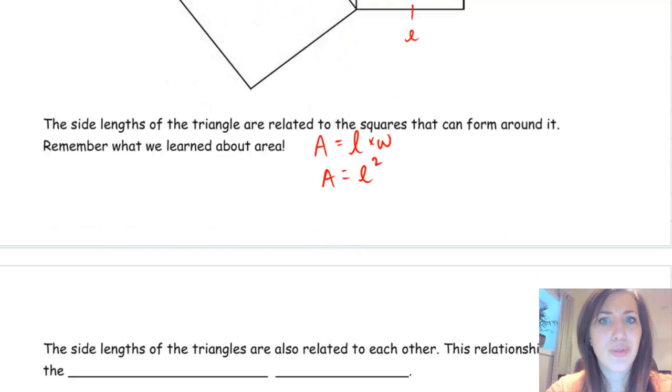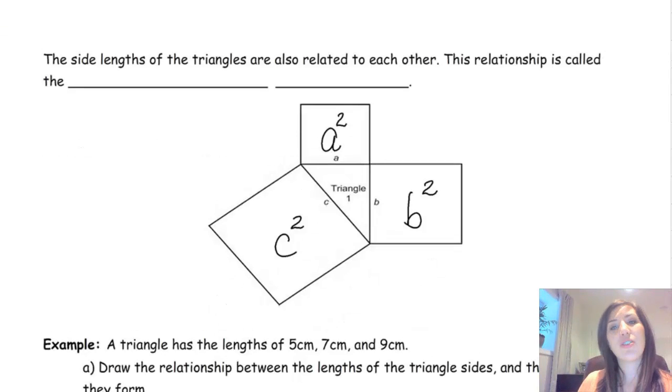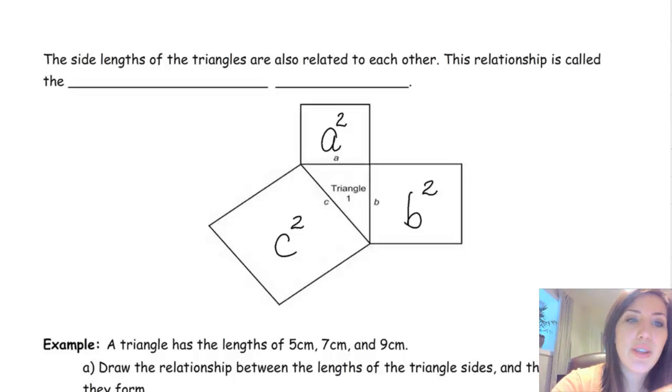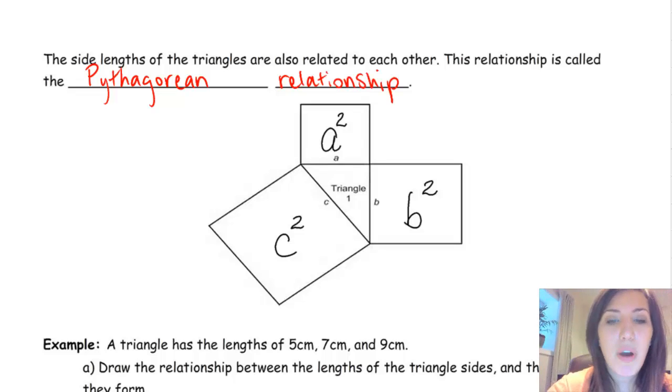Alright, let's try this a little bit. So the side lengths are also related to each other, and this relationship is called the Pythagorean relationship. So if this box here, or this length is called A, then this is called A, and this is called A, and this side is called A.